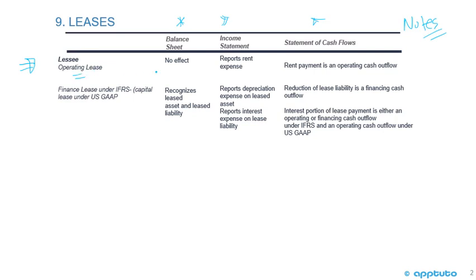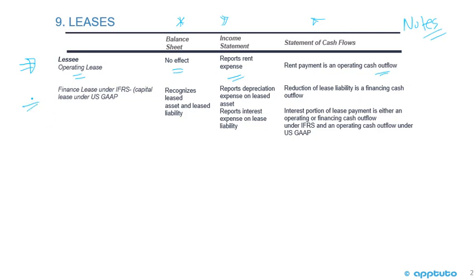And with regards to an operating lease, we know there's no effect to the balance sheet because an operating lease, from the point of view of the lessee, they're just renting the piece of equipment. So they're going to report a net expense on the income statement. And the rent expense is an operating cash outflow.